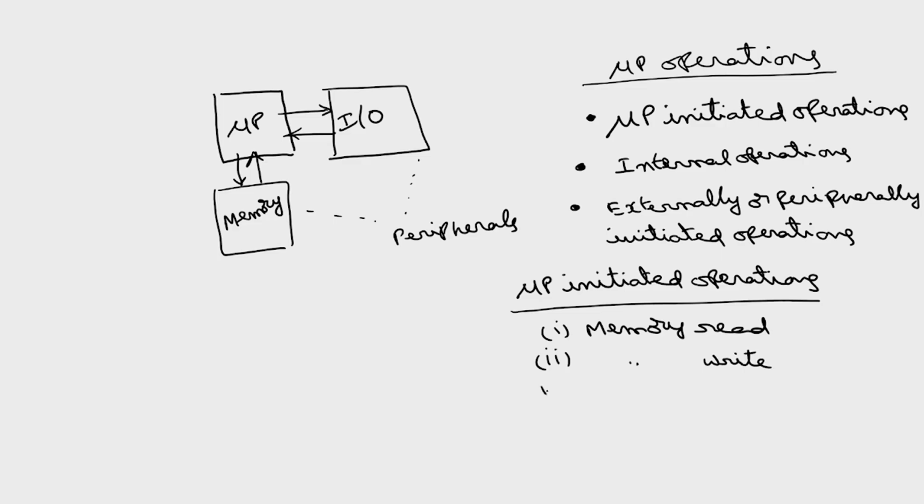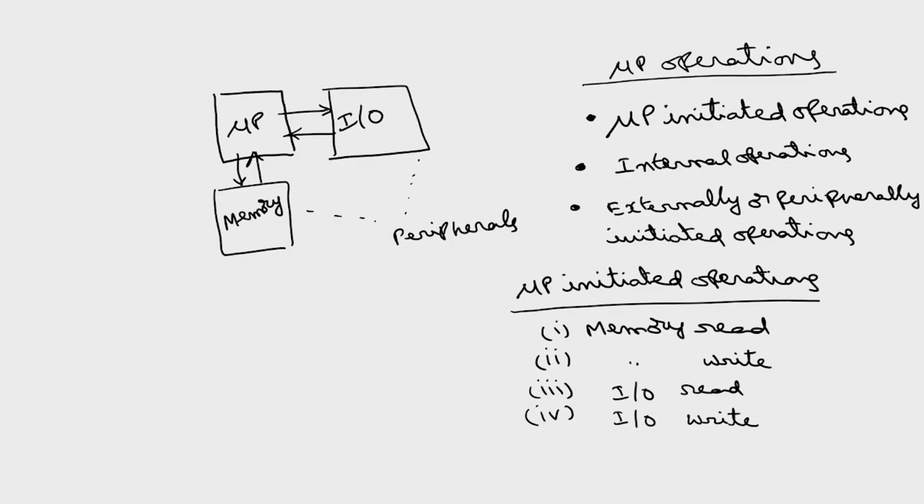Similarly, I/O read. The microprocessor can read some data from the I/O device. In fact, here I/O means it is only an input device. From the input device it will read. And I/O write. The microprocessor can write some data into the I/O device, and basically writing will be into the output device, reading will be from the input device. So, these are the 4 basic operations that will be initiated by the microprocessor.